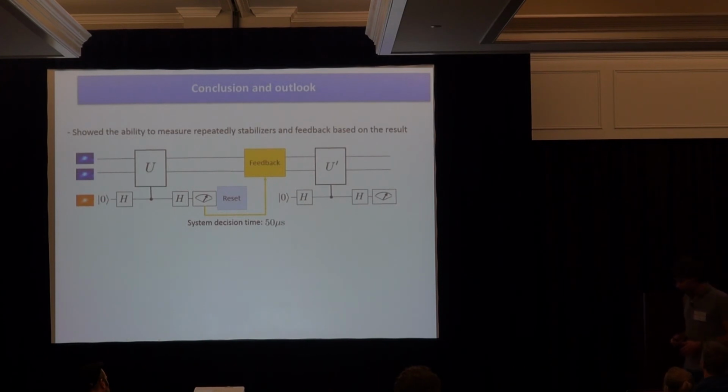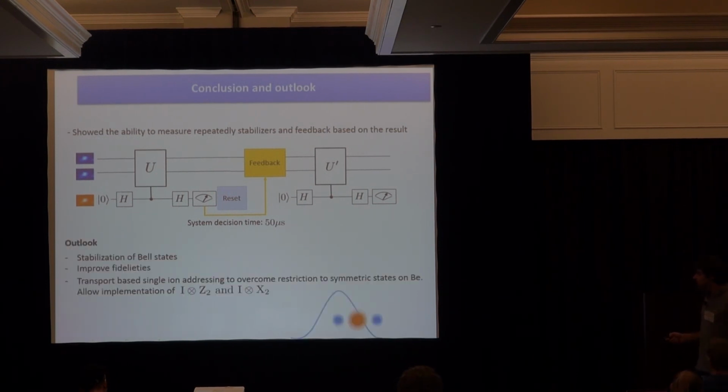So this already brings me to the conclusion. I think I demonstrated the capabilities of our control system. We can work with mixed species. We can read out stabilizers sequentially, and we can apply feedback conditional on the detection. What we still need to do is improve fidelities. This is work in progress. It would also be nice to repeat this ZZ measurement and XX, to stabilize a particular Bell state and keep correcting.